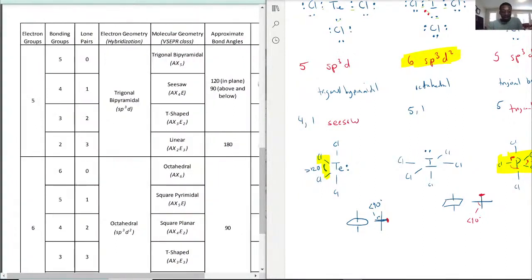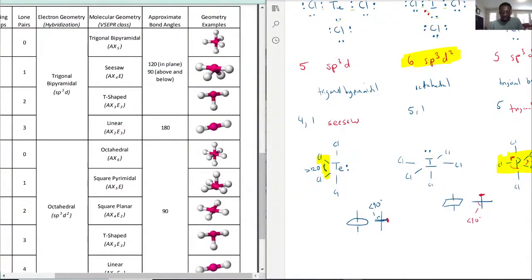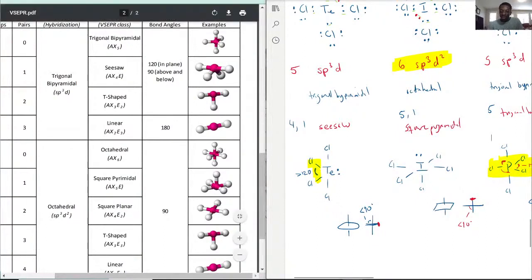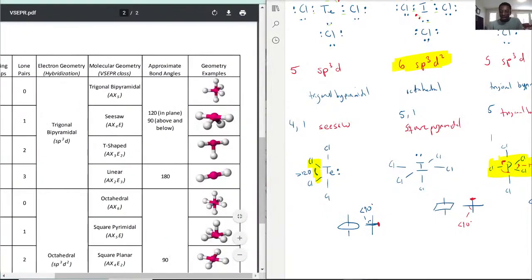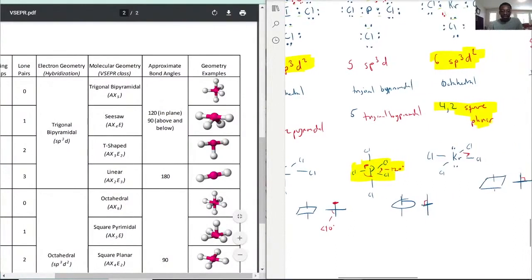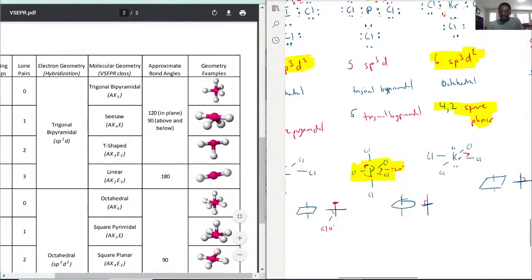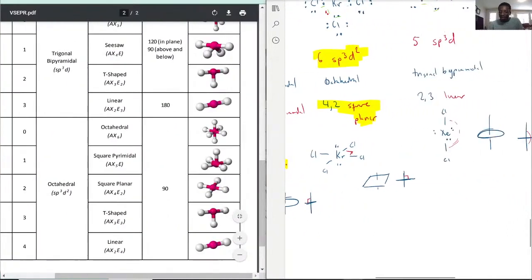Okay, and 5:1 is square pyramidal, which we got too. Nice. 5, 0 is still trigonal bipyramidal, which is what we got. And 4, 2, if we go down here, is square planar, which is also what we got.